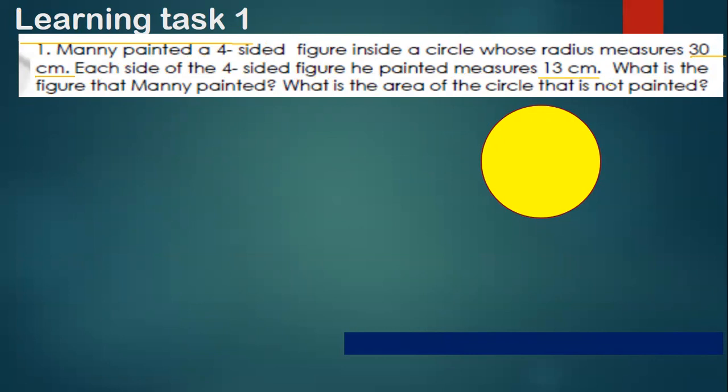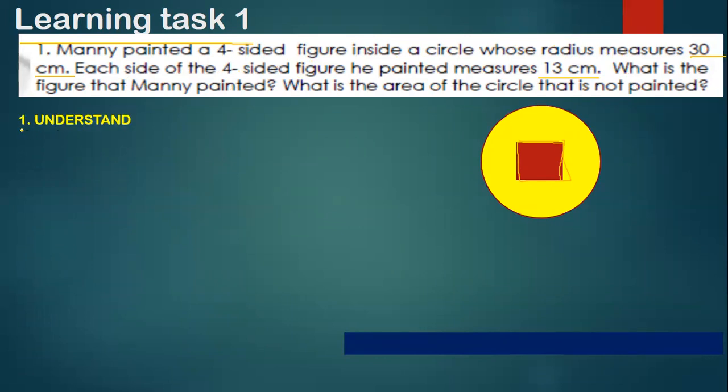Okay. What is the figure that Manny painted? What is the area of the circle that is not painted? So sa isang bilog, nag-paint si Manny dyan ng figure. Okay. 13 cm daw. Okay, ang pinaint niya. So ito ay square, no? 13 by 30. Okay. Ngayon, eto na. Ang tinatanong dito, what is the figure that Manny painted? So nasagot natin yung unang tanong. The figure that Manny painted is a square. Ngayon, next question, what is the area of the circle that is not painted? Ito na. Gagawin natin.